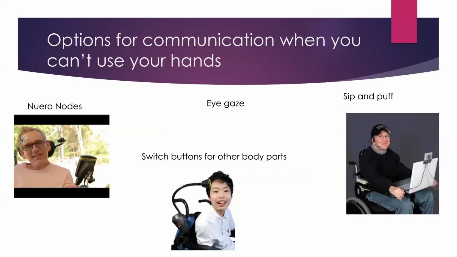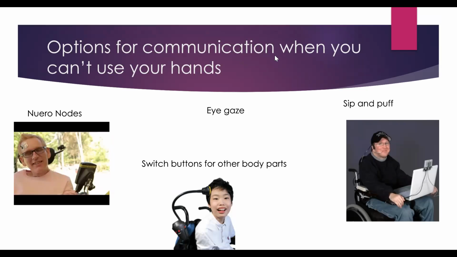So what do we do when we can't communicate with our hands? What do we do when we can't access a device with our hands? There's really, really cool options that are out there. One of my favorite that I've been learning more about and exploring more are the neuronodes. They're little nodes, more or less, that you can wear on your wrist like a bracelet. You could put them on different areas of your body for muscle activation.